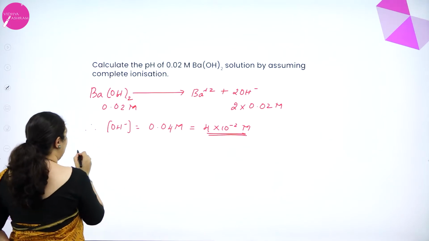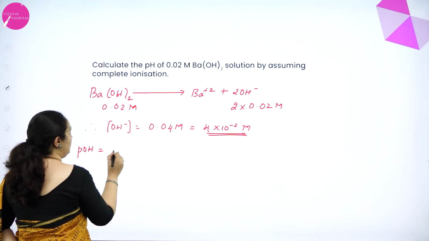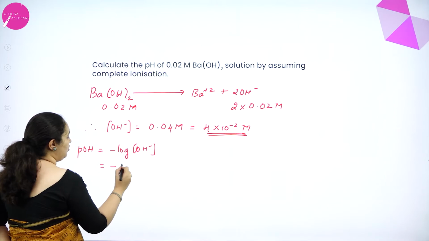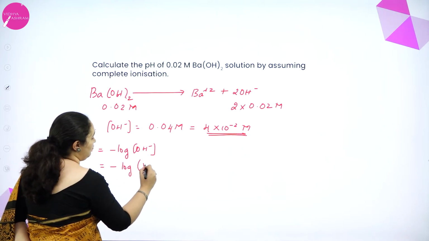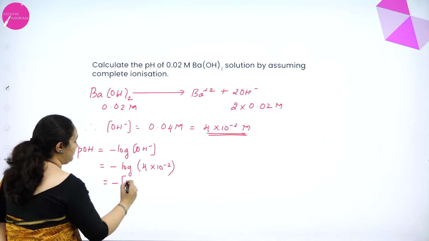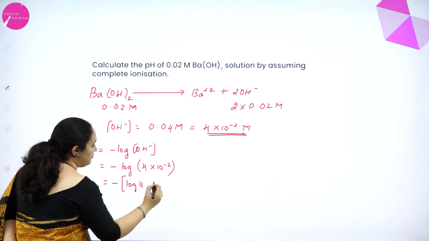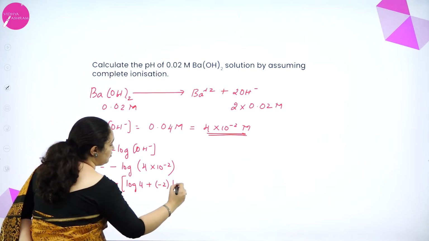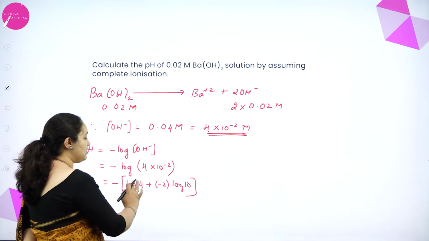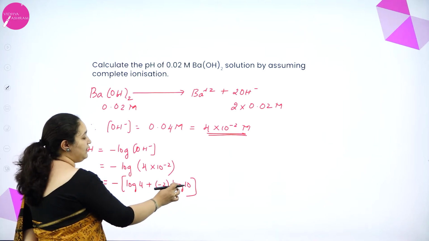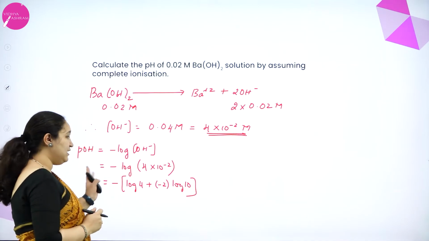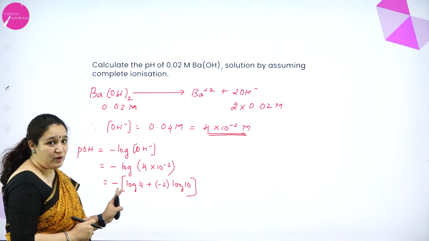Now I'll use the formula pOH is equal to negative logarithm of the OH minus ion concentration. So minus log of 4 into 10 to the power minus 2. So this will be log 4 plus minus 2 log 10. I've just written it in a single step: log A into B is log A plus log B, and log 10 to the power minus 2 I have again taken as log A to the power B is B log A. Both formulas I have applied in a single step. I hope you are following this.